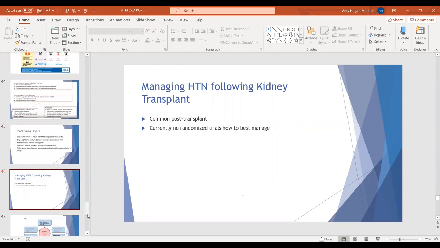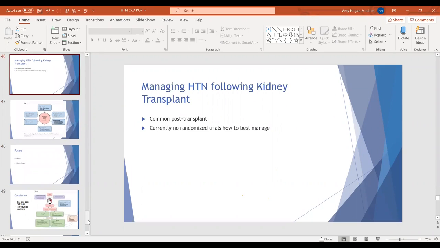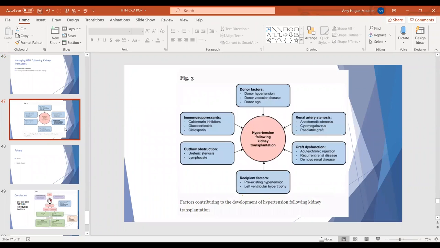Post-transplant, I'm not going to talk much about it, but it's a kind of big deal. We're definitely trying to get more kidney transplants in this country. It's common that the patients are hypertensive post-transplant. Again, there's not a lot of randomized trial to tell you what's best practice, but there's a lot of variables that go into it: was the donor hypertensive, the vascular disease, and the age, and you don't always even know that information.